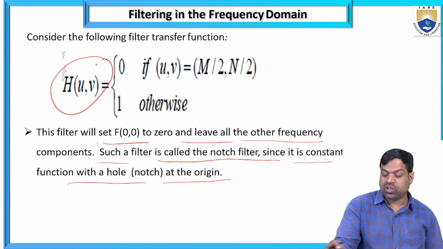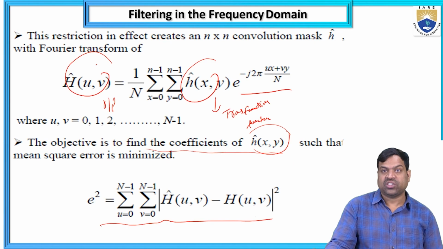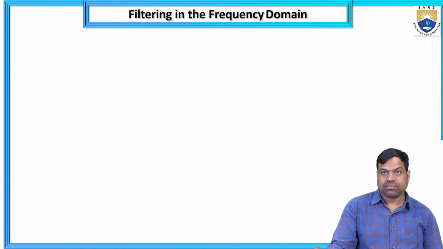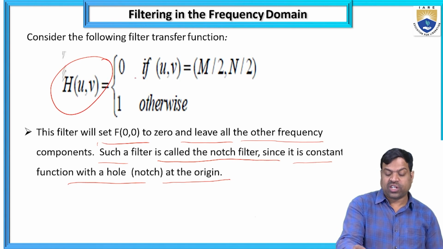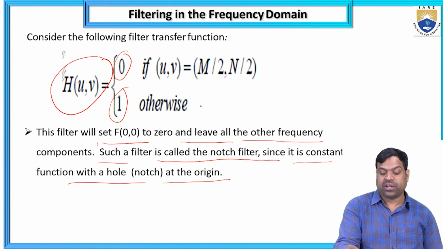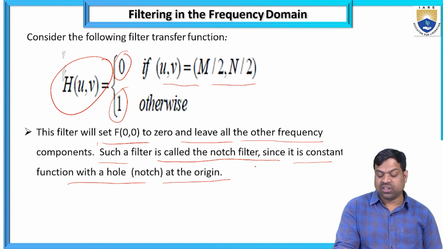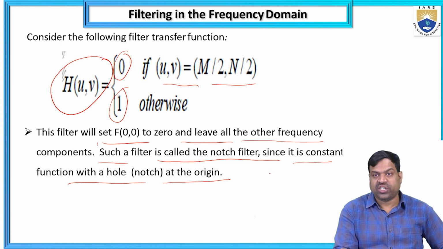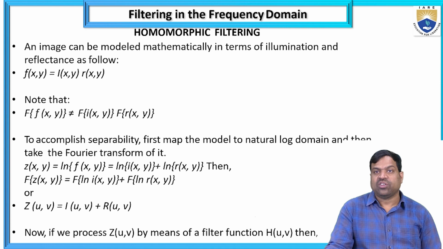So when I am going to h of u comma v, as already discussed, h of u comma v equals the output function. This function has two limits. If 0, what is happening? If 1, what is happening? If 0, u comma v equals m by 2 comma n by 2. If it is 1, it is working as a notch filter, or a constant filter, or it is going to the origin. So it is also like a homomorphic filter.